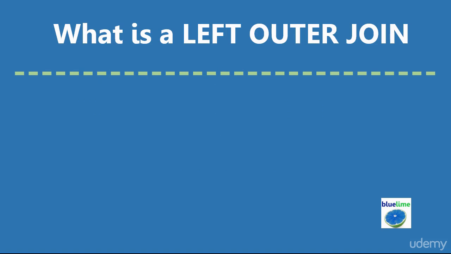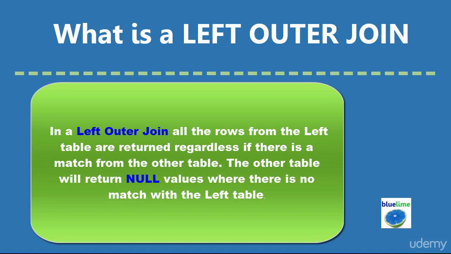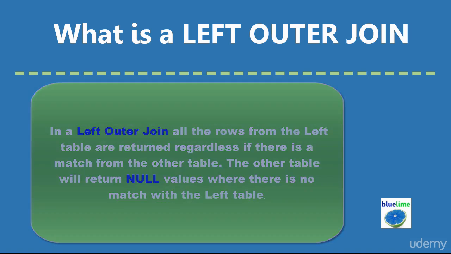A left outer join allows you to return all the rows or records in one table, which is usually the left table, regardless of whether there is a match in the other table. So with a left outer join, you can return all the rows from one table, which is usually the left table, regardless of whether there is a match in the other table.